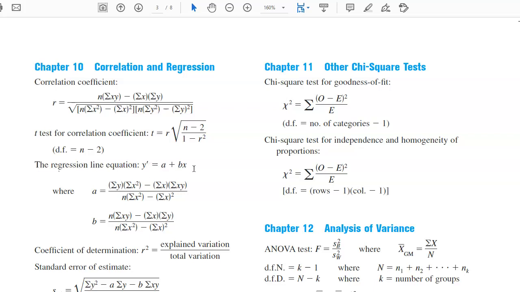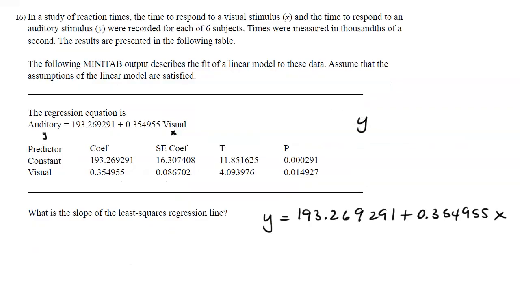Now, if I go to my formula sheet, and I'm still in chapter 10, the regression line equation, y prime equals a plus bx. That's the general form, right? Y prime equals a plus bx, where a is my intercept, my y-intercept, and b is the slope of that regression line. So here's my intercept. That's the coefficient of the constant term that has no variable, right?